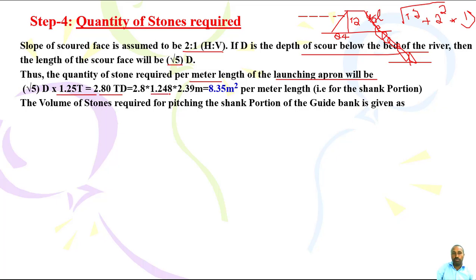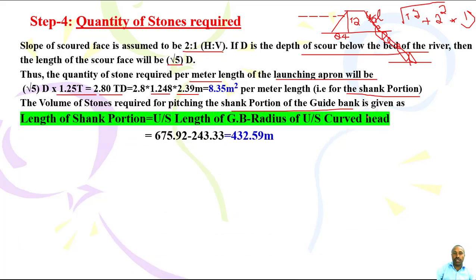Already the thickness is uniform, but D is 2.39 per meter length. This is for the shank portion. For all portions you can find the volume of stone required for pitching the shank portion of the guide bank, which may be given to us like this.